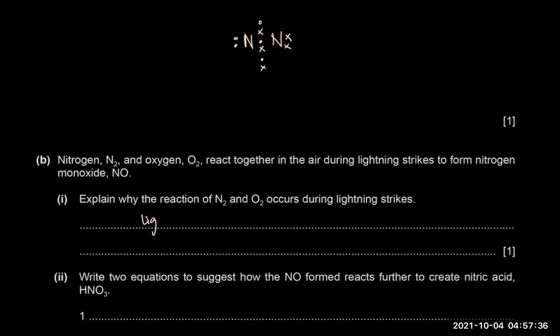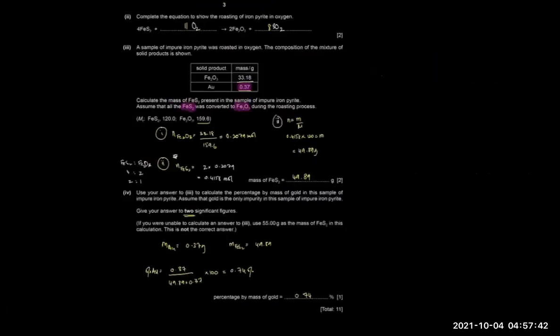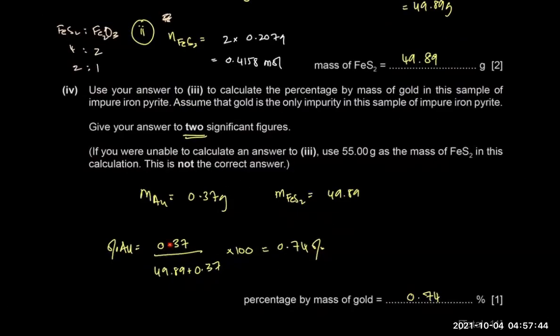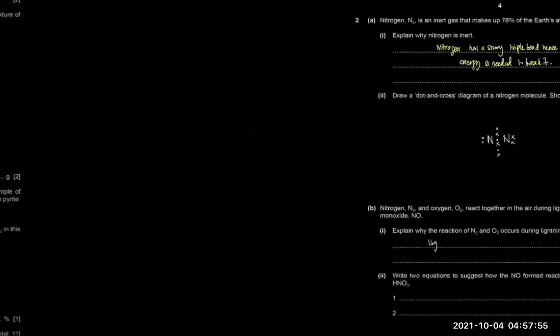Yes, thank you, Mohammed. Why did you add it in the denominator, Mohammed? The gold's mass? Because the percentage is like the mass of gold over the total mass. Right? The impure sample has gold and iron pyrite. Make sense? That's why we added the gold's mass.